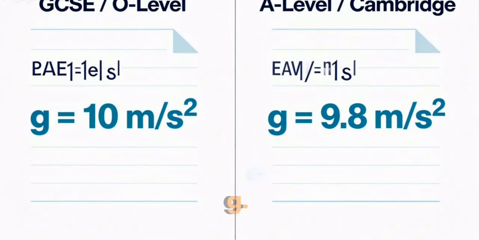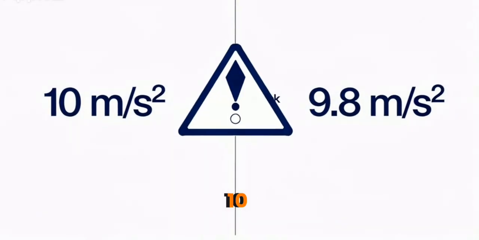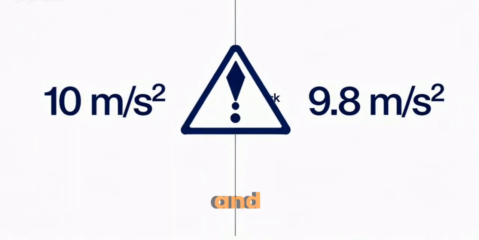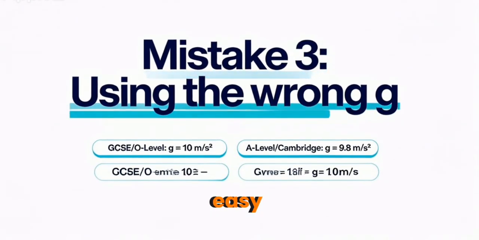Mistake 3. Using the wrong value of g. For GCSE and O level, use g equals 10 m/s². For A level and Cambridge, use g equals 9.8 m/s². Always check what the question expects. This mistake costs easy marks.